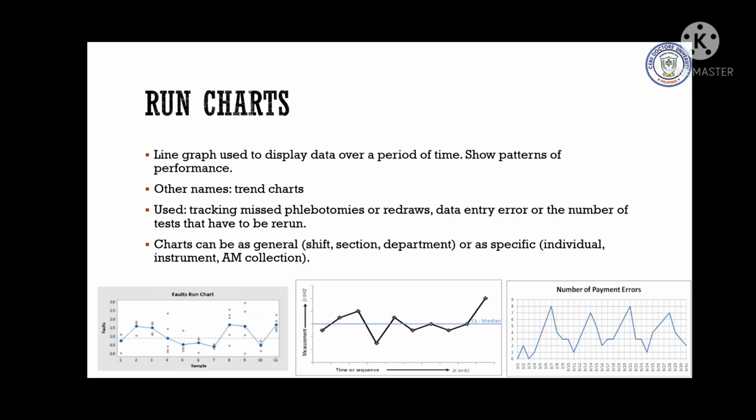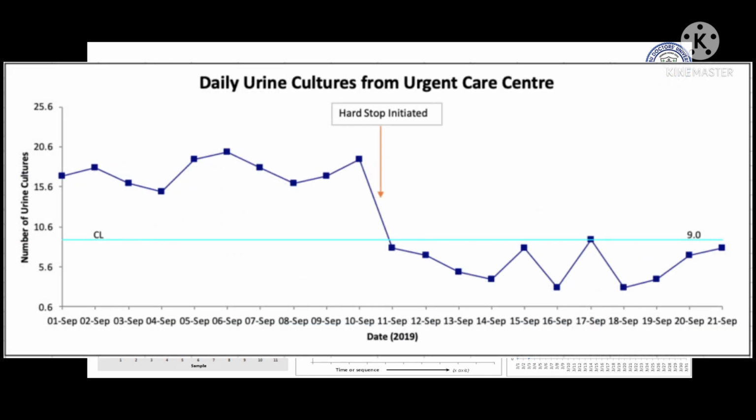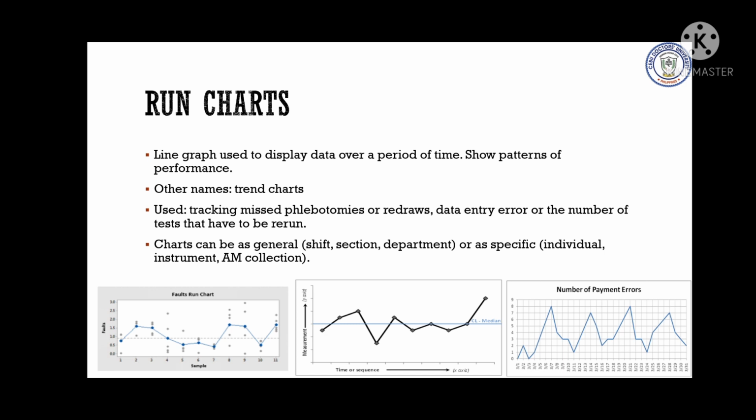We also have run charts. A run chart is a line graph used to display data over a period of time. Run charts are also called trend charts, as they are designed to show patterns of performance. These may be used in the laboratory in a variety of ways. For example, tracking missed phlebotomies or redraws, data entry errors, or the number of tests that have to be rerun. The charts can be as general, like per shift, per section, or per department, or as specific, like an individual, instrument, AM or PM collection, as the study warrants.